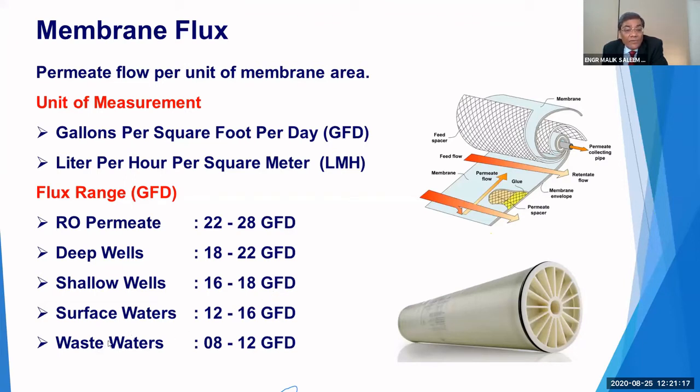आप देखें कि वेस्ट वाटर ट्रीटमेंट को जब हम रिसाइकल करते हैं, तो उसमें कंटेमिनेशन बहुत ज़्यादा होती है, तो then we go for the low flux 8 to 12, and you see in the surface water it is 12 to 16.